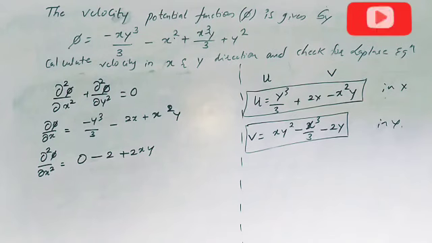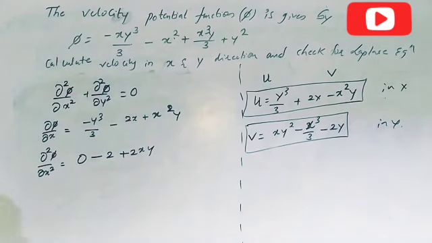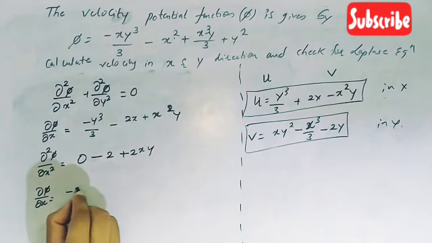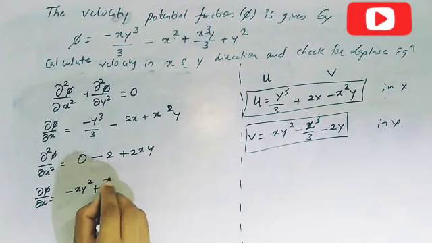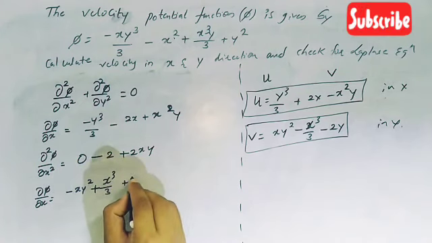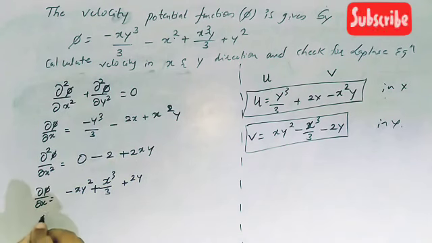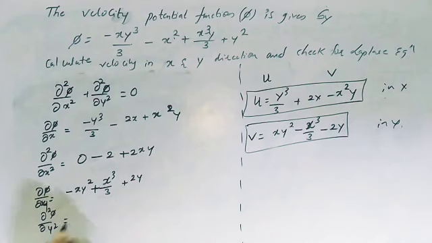So now we have got dou square phi divided by dou x square. Similarly, we have the dou phi by dou y equation, that is minus x y square plus x cube by 3, then again plus 2y. So again we differentiate this term, differentiating that equation with respect to y.